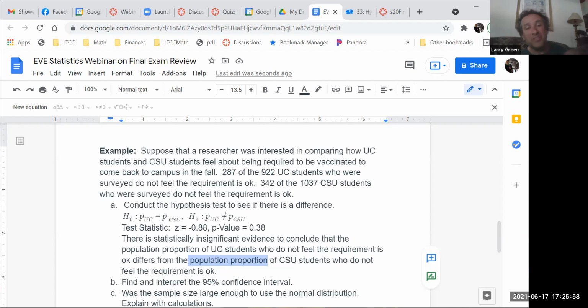or if it's distribution for a chi-squared goodness of fit or homogeneity, or if it's at least two of the means are different, if it's ANOVA. So each one has its own way of writing it. But for this type, it's population proportion, and you're comparing two population proportions. Any questions on that?